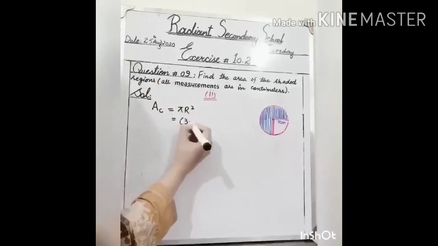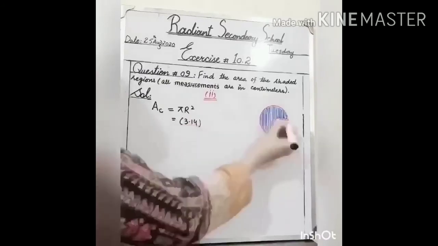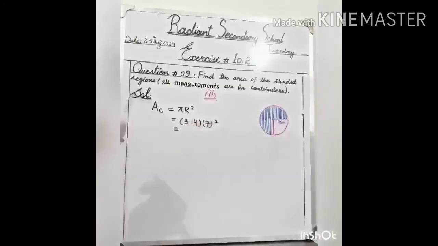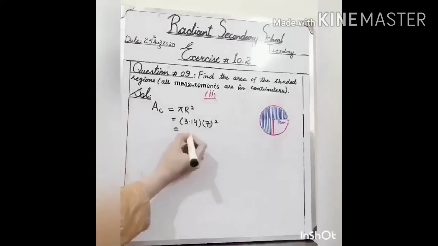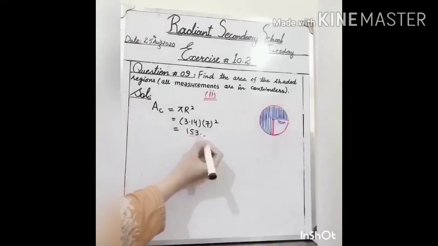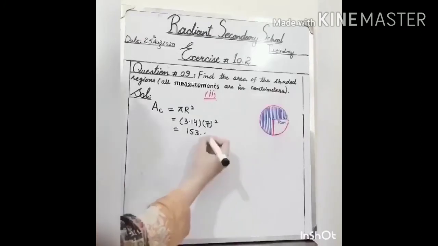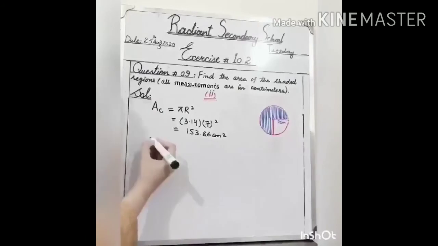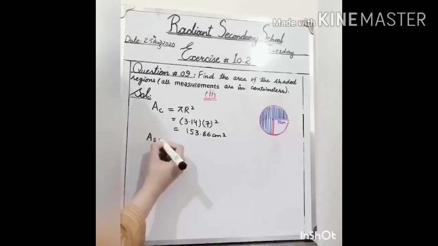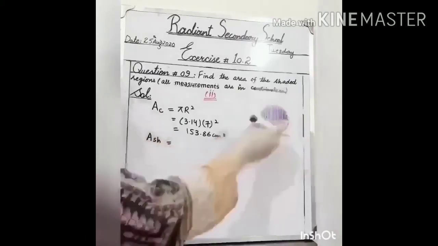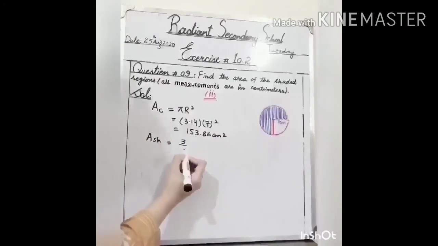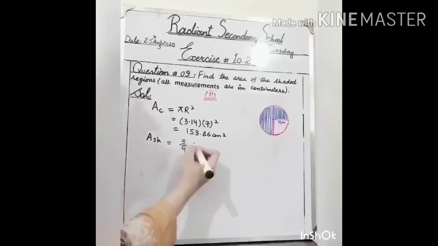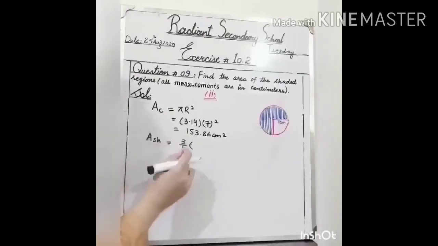Pi is 3.14 and here the radius is 7. 7 square is 49, and 49 into 3.14 will be 153.86 centimeter square. And now we are going to find the area of the shaded region. How much portion is shaded? 3/4 means out of 4 parts, 3 parts are shaded. So 3/4 part of the total area.